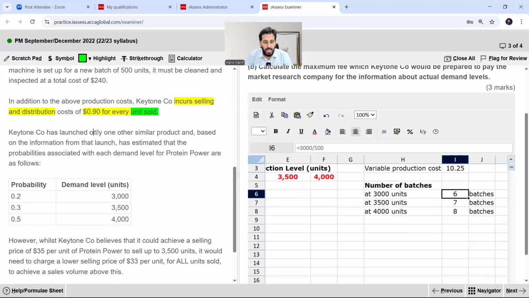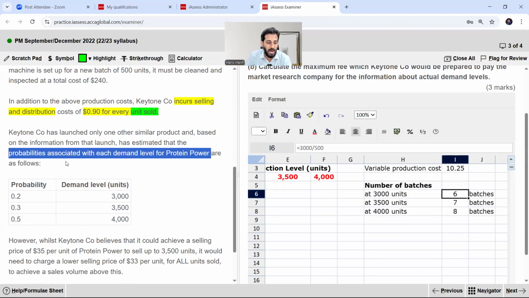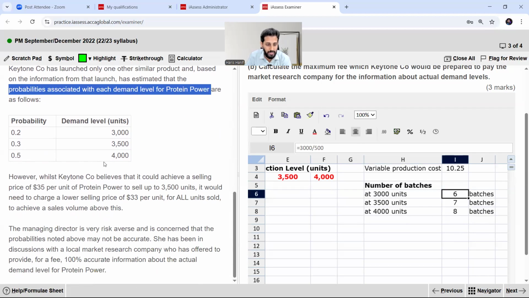Keystone has launched only one other similar product, and based on the information from that launch, has estimated the probabilities associated with each demand level for the product, as follows. Okay, I have accounted for this.